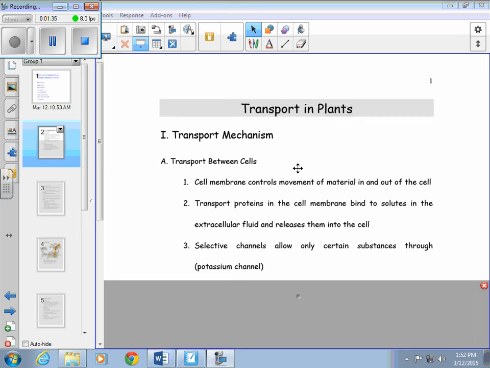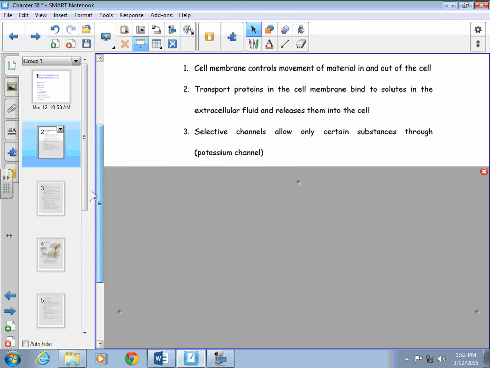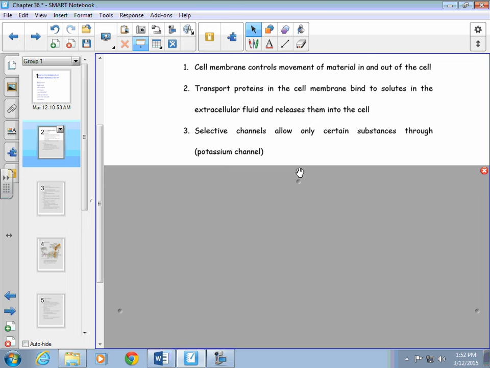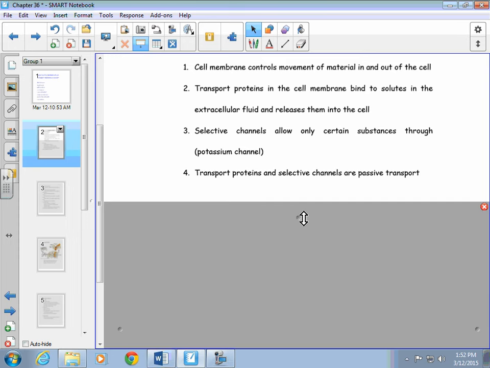These sometimes bind to solutes in the extracellular fluid and then release them in the intracellular fluid, and that's how some materials can get into a plant cell. The plant cells also have selective channels that will allow only certain substances through them. All of these methods that I've been talking about are all modes of passive transport.